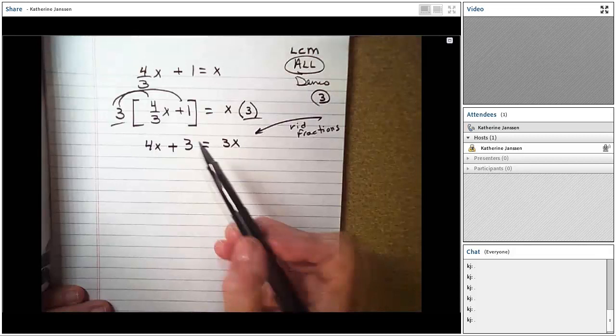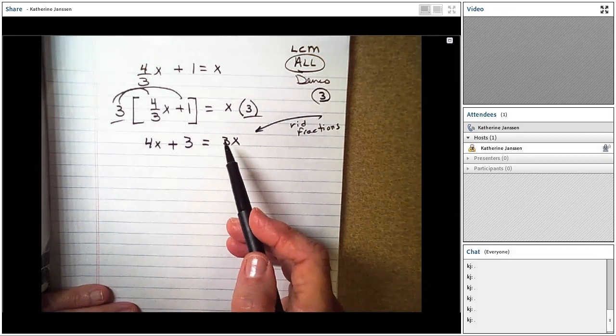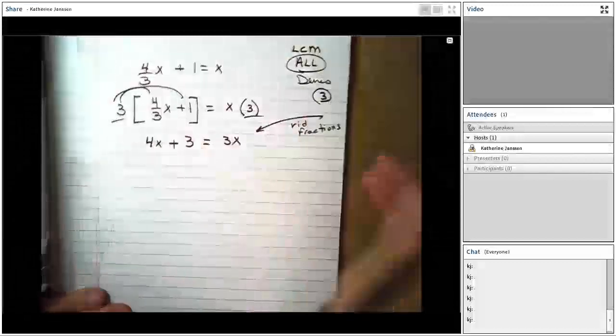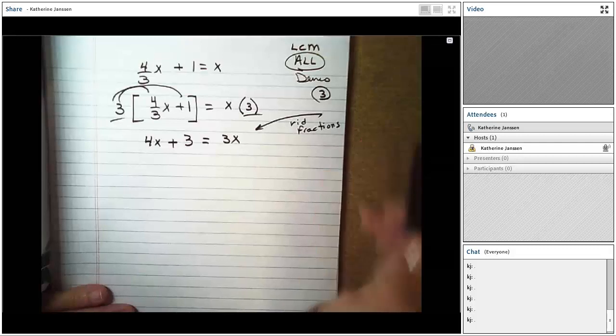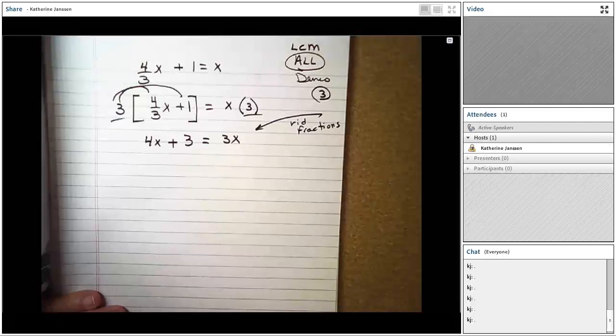So we've gotten rid of fractions by multiplying by our least common multiple. We only had one denominator. And you multiply all terms on both sides. You can't just pick a term. We have to keep our pendulum balanced, so we're multiplying everything on one side of the equation, and we're multiplying all terms on the other side of the equation.